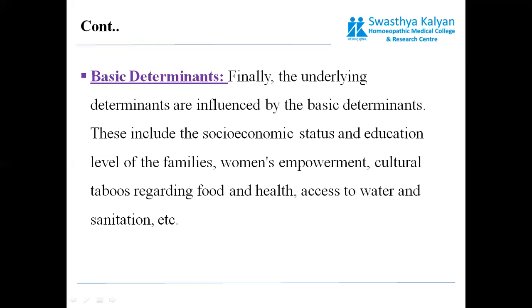These basic determinants include socioeconomic status and educational level of the families, education level of the mother and the father, then women's empowerment, cultural taboos, and cultural customs. Taboos means particular customs of a particular religion. So cultural taboos regarding consumption of particular food, and access to water and sanitation, health services, purified water, and a sanitary environment. So these are the basic determinants.